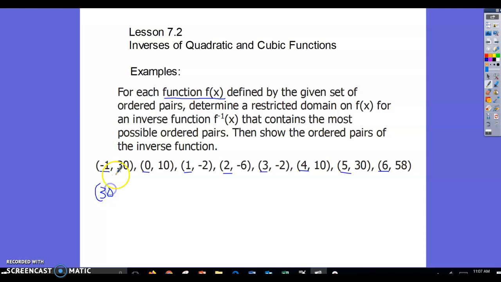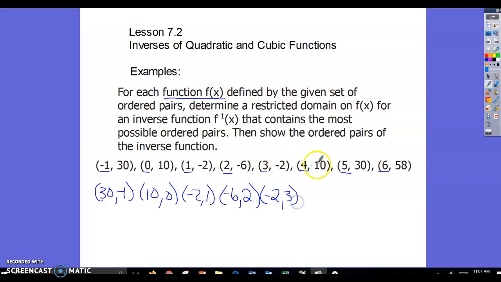So the first one's going to be 30, -1; 10, 0; -2, 1; -6, 2; -2, 3; 10, 4; 30, 5; and 58, 6. Let's read the question again.